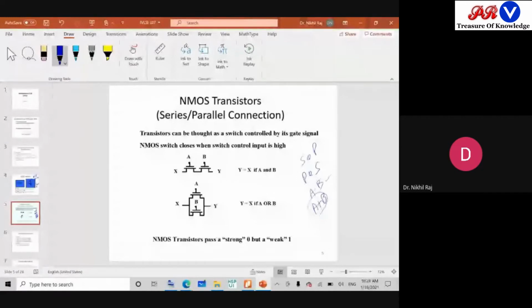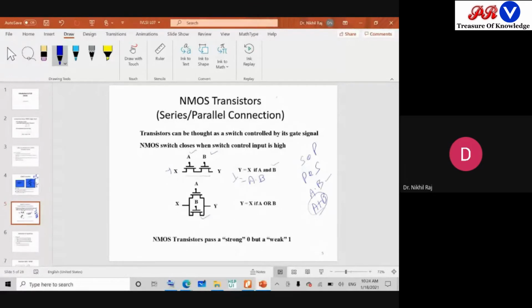So what happens if two NMOSes are used and that too in series fashion? Then it will realize a dot operation. Dot operation means AND operation. And when it is in parallel, it will realize an OR operation. Fine. So for example, if we take this example, X will be transferred to Y when A and B both are 1. So when both are 1, both are NMOS, then both will get turned on. So when both are turned on, then only the input will transfer to the output. So that's why we say Y is nothing but A dot B.